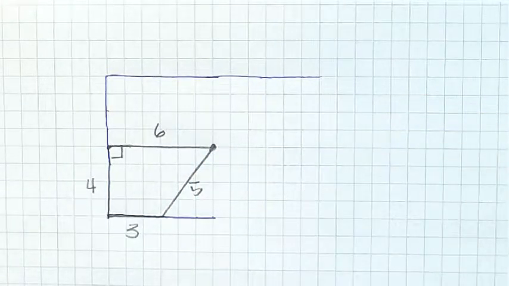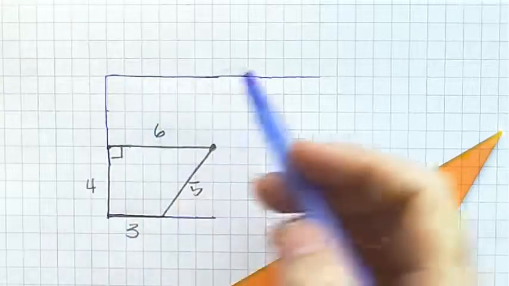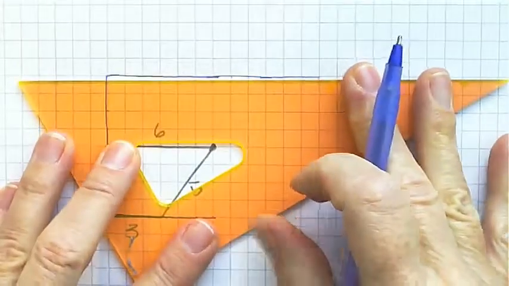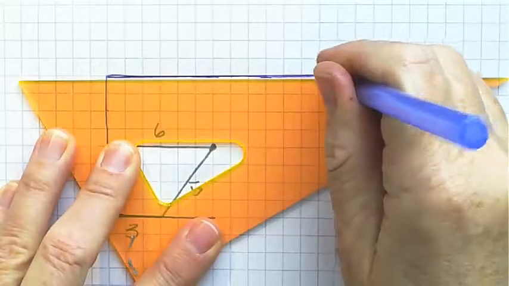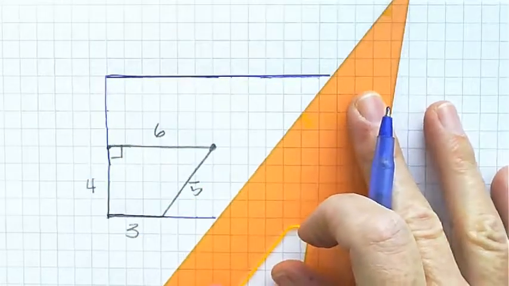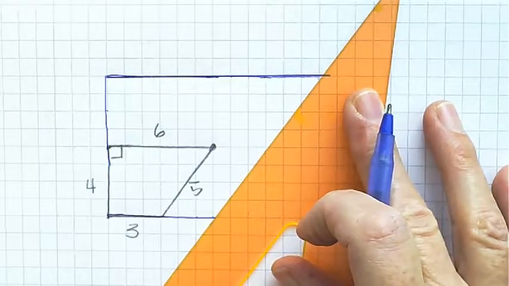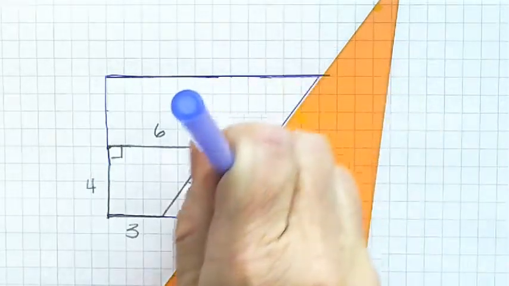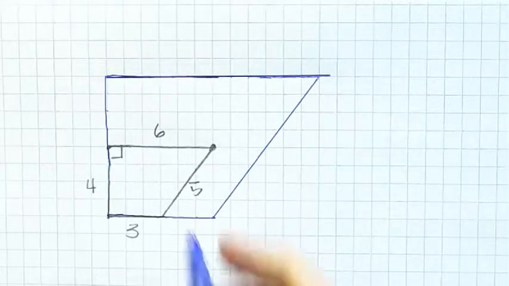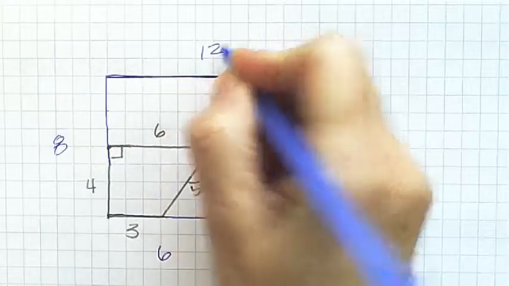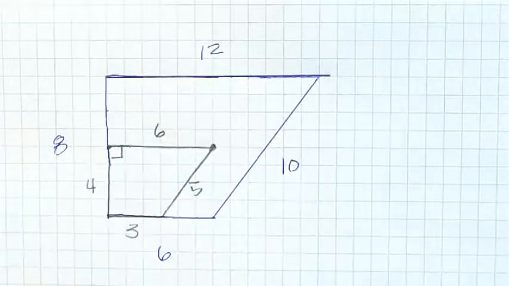And then this, I'm going to use my straight edge. Let me make sure I got this right. 7, 8, 9, 10, 11, 12. So then this length doubles also. Okay, so my new length here is 6. This new length is 8, 12, and then this would double to 10.